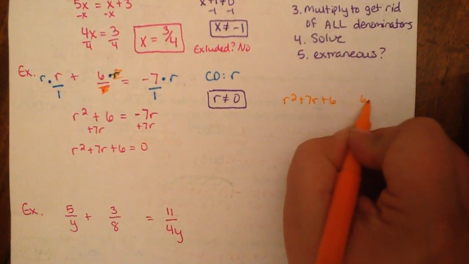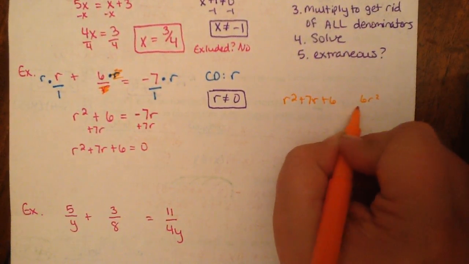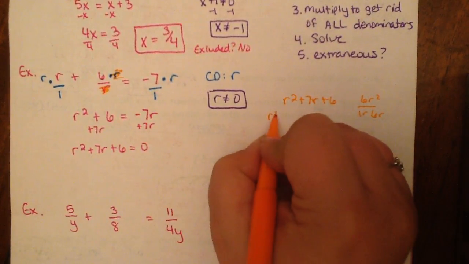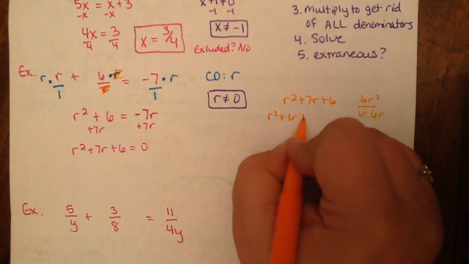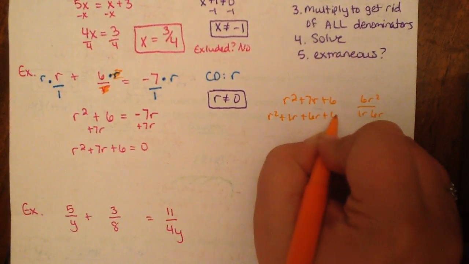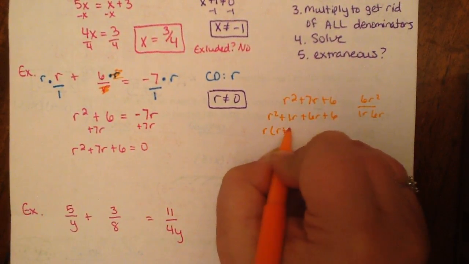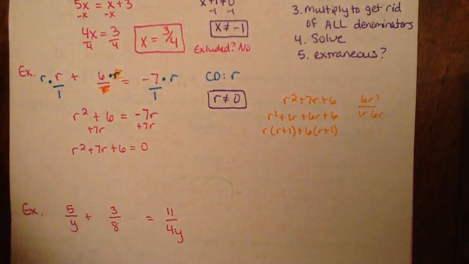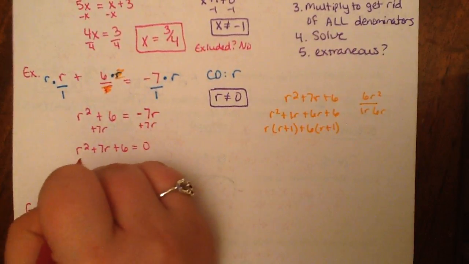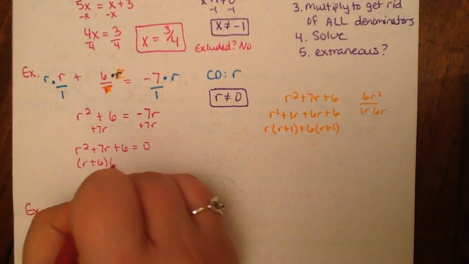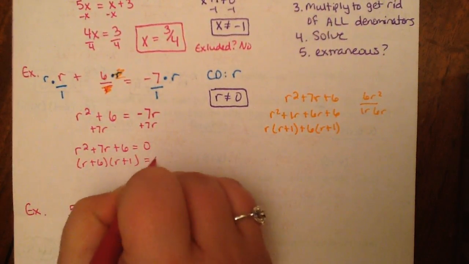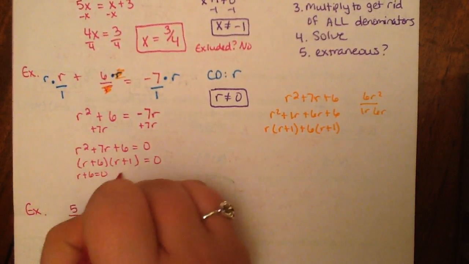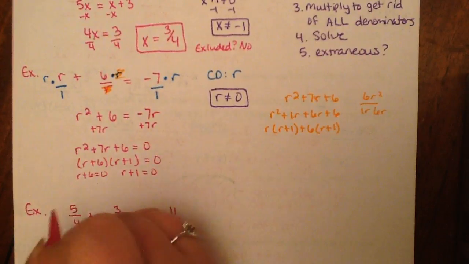It looks like a times c is 6r squared. So I have 1r and 6r. Oh, that gives me 7. r squared plus 1r plus 6r plus 6. These have an r in common. These have a 6 in common. So it looks like when I factor this, I get r plus 6 and r plus 1. Now remember to set both of those equal to 0 and solve.